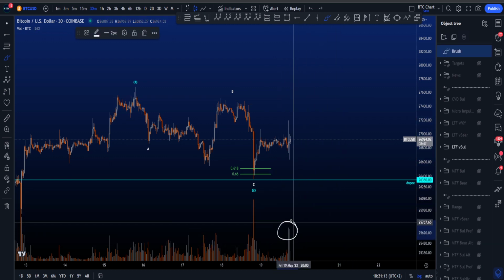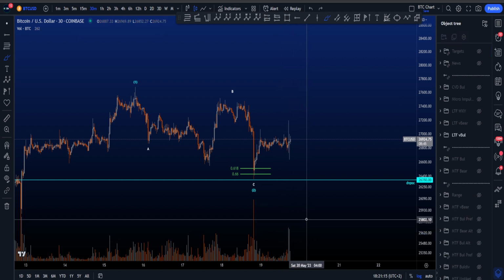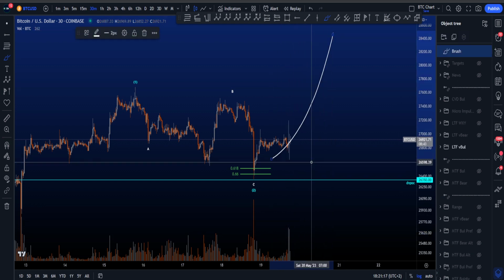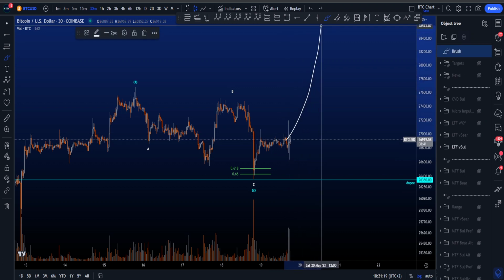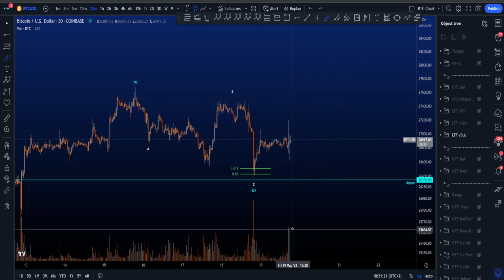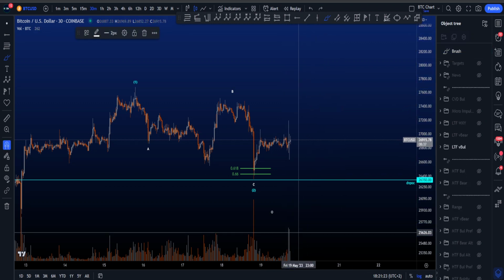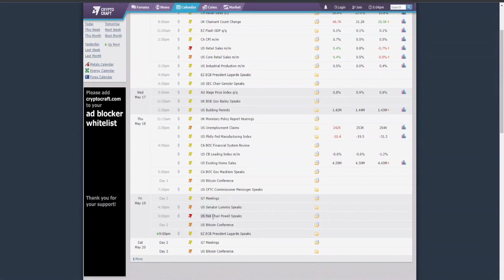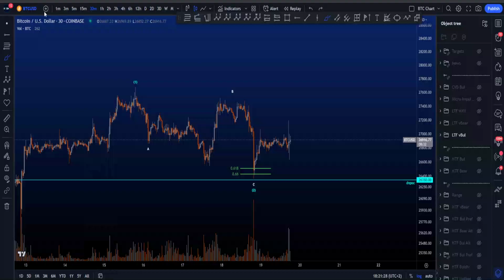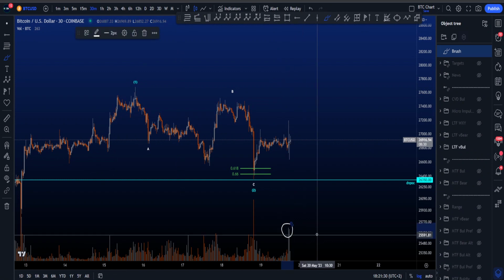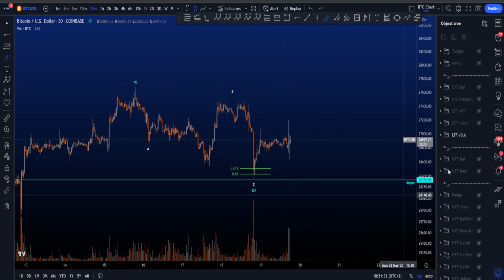Now, of course, we have a bit of a volume spike over here, but that doesn't really count in looking for a big wave 3 to the upside, because we want to see price moving to the upside and volume increasing. And this was basically just because of the news hitting just now, where we had Powell speaking at 5 p.m. Central European time, which is basically the cause for this volatility on the chart.